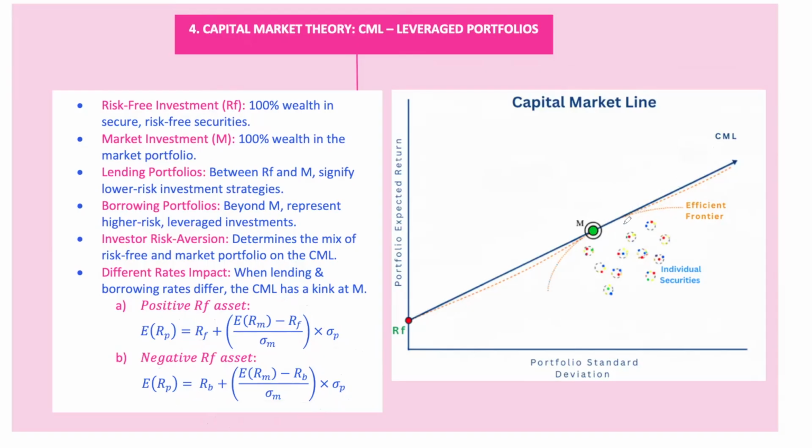That's why the CML forms a kink at point M, two different slopes, a steeper one for lending portfolios and a flatter one for borrowing portfolios. And this little kink, it's exactly what CFA examiners love to ask about. So make sure you remember, the kink in the CML happens when borrowing and lending rates differ.